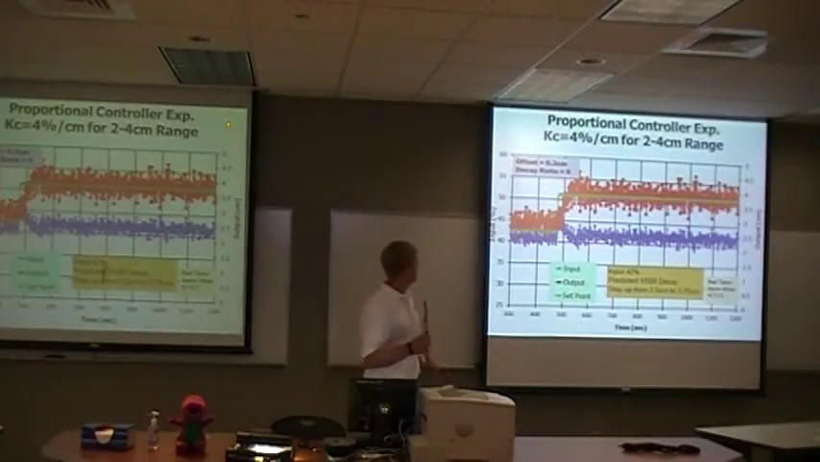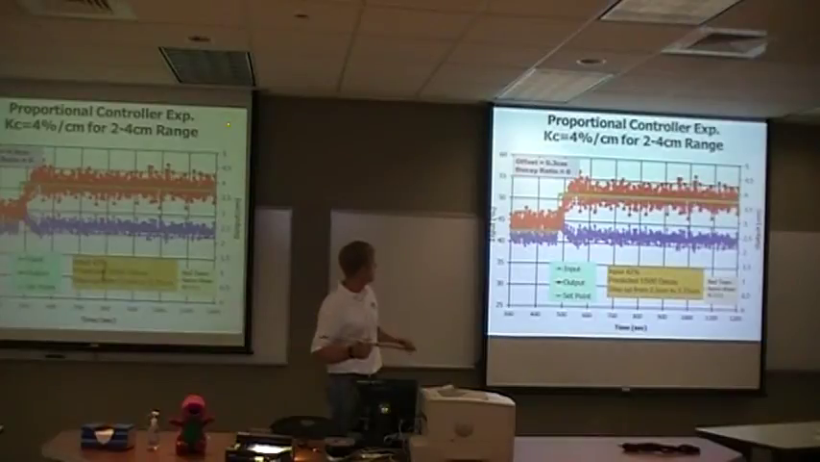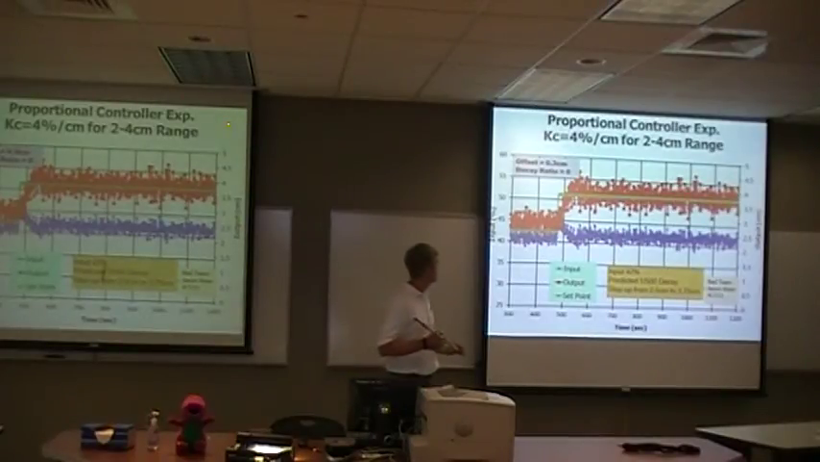This is using a KC of 4%, which is predicted from the 1/500 decay of the root locus, and it had an offset of 0.3 centimeters, and it still had a decay ratio of 0.